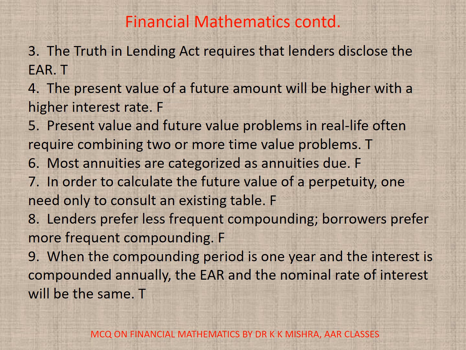6. Most annuities are categorized as annuities due. False. 7. In order to calculate the future value of a perpetuity, one needs only to consult an existing table. False. 8. Lenders prefer less frequent compounding. Borrowers prefer more frequent compounding. It's false. 9. When the compounding period is 1 year and the interest is compounded annually, the EAR and the nominal rate of interest will be the same. It's true.